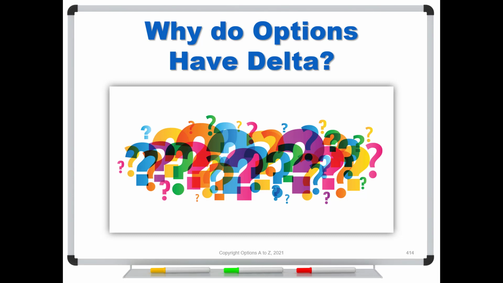Well, there's a very good reason that options have a delta. And if you understand why they have a delta, it will help you to better understand what your current delta might be, and probably more important, how that delta is going to change with the stock price, volatility, and time. So let's dive in. Why do options have a delta?